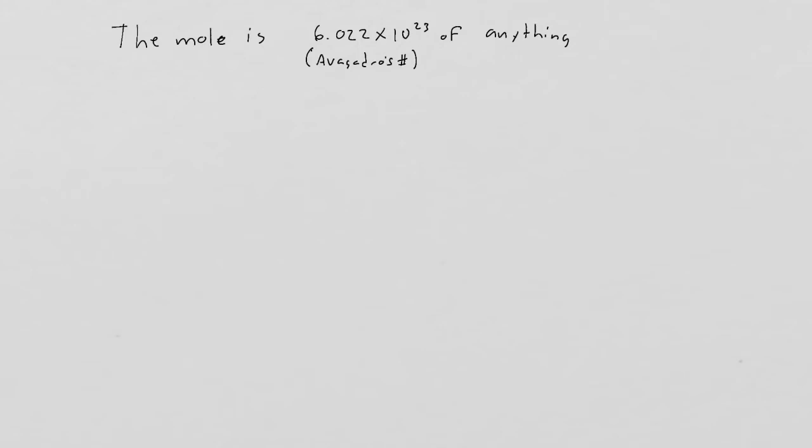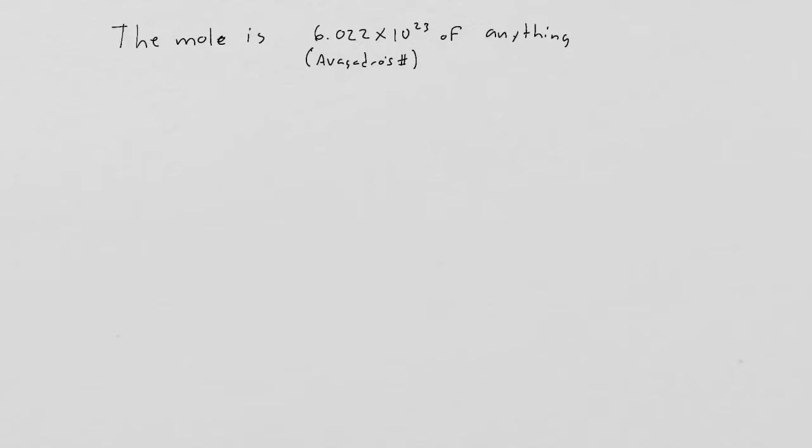This is the first of several videos on the mole. The mole is 6.022 times 10 to the 23rd of anything. It is an important number, and it's called Avogadro's number. This number is sort of as important to chemists as 3.14, pi, is to mathematicians.